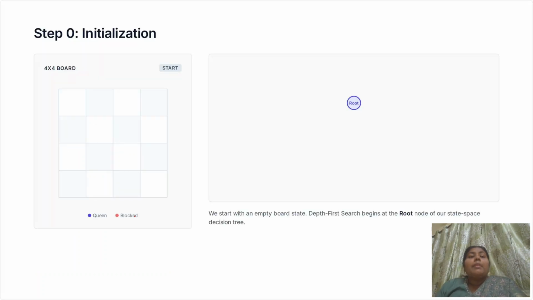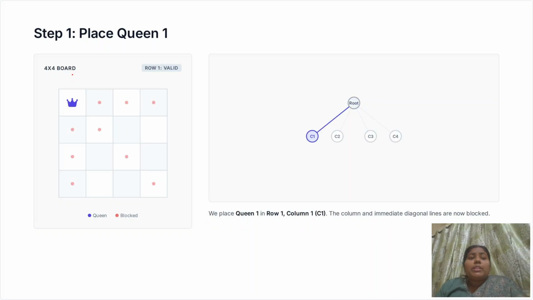As the basic example, I am just going to use the 4 Queens problem. So 4 Queens problem means how many rows are there? 4 rows and 4 columns are there. 4 Queens is nothing but a 4 cross 4 board. So first I am going to place the first queen on the first row, first column. This is the first choice in the state space tree. This is the root.